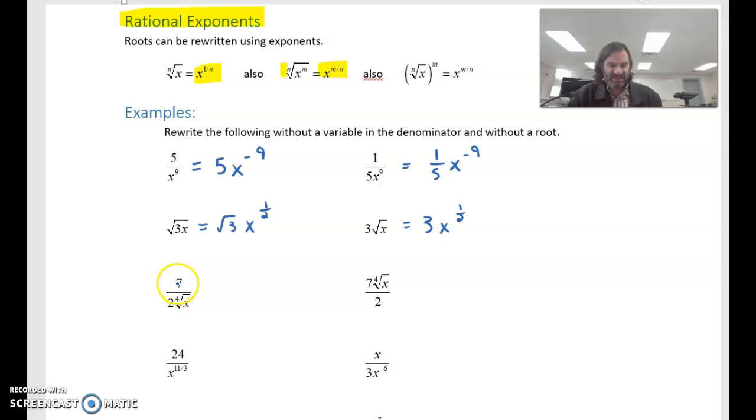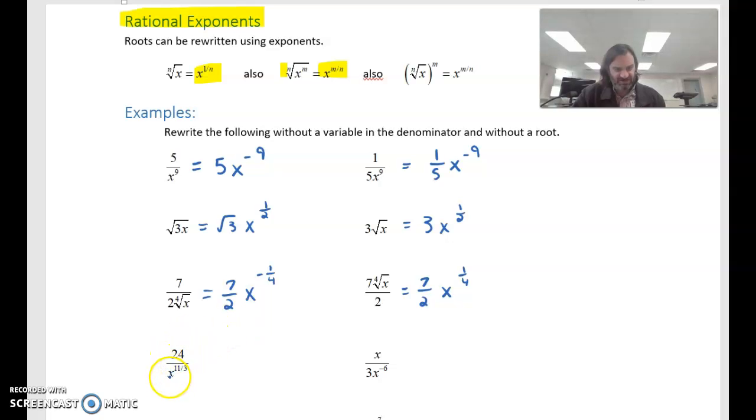The next is 7 over 2 times the 4th root of x. Well, we can keep the numbers where they are, so that can be 7/2. That's just like a coefficient. And the 4th root of x is x to the 1/4, but since it's in the bottom, we'll bring it up as x to the negative 1/4. Okay. The next is 7 times the 4th root of x over 2. So once again, the 7/2 is fine, but that'll just be x to the 1/4 since it's already in the top. So notice in all these cases, I'm not leaving x in the denominator.